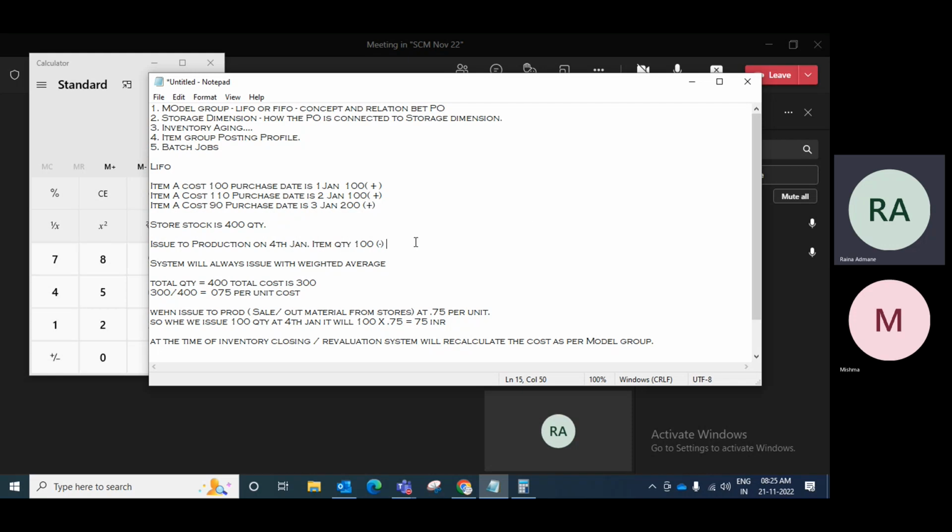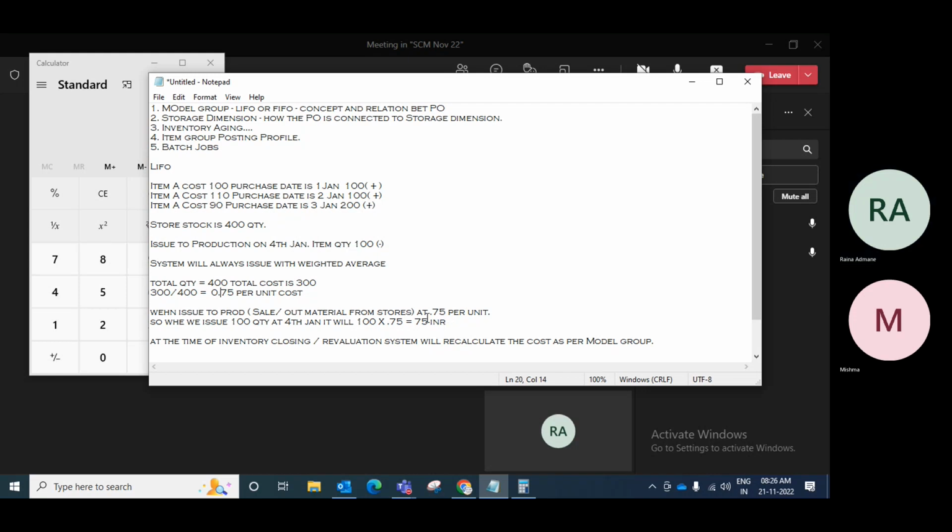When you issue, the system will automatically calculate the cost of 100 as per weighted average. How is the weighted average calculated? It is based on the total quantity purchased. The total cost of these 400 items is 300. So when you calculate this, the total cost divided by total quantity is equal to your rate per unit. And you are issuing 100, so 0.75 into 100 is 75 rupees. The system will issue this 100 quantity at the rate of 75.